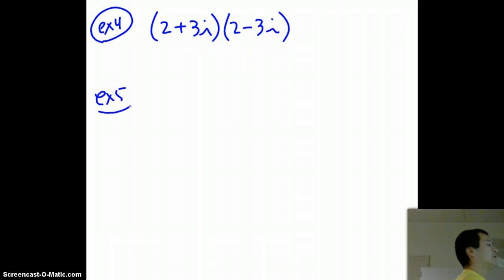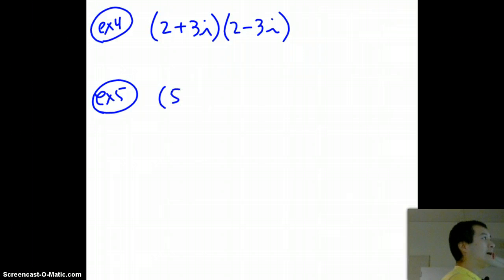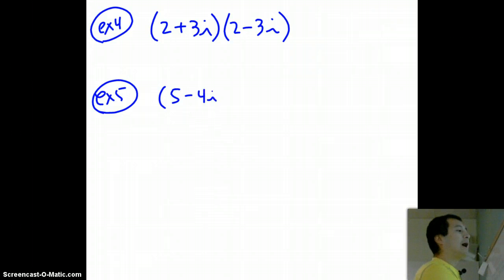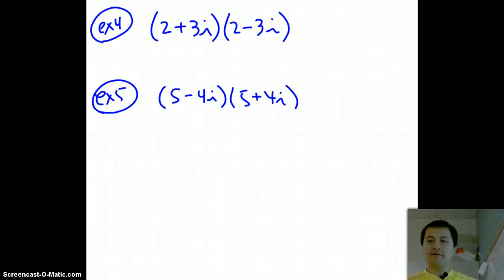Example 5. Give me a number, any number you want. Good, 5, I heard that. Plus, let's do minus this time: 5 minus 4i times 5 plus 4i. Good. Can you multiply that out for me?